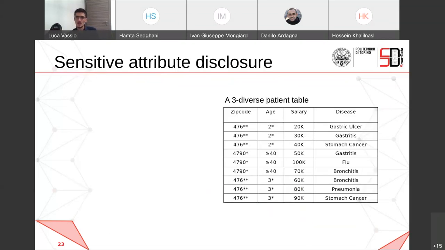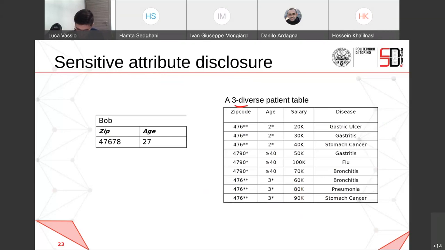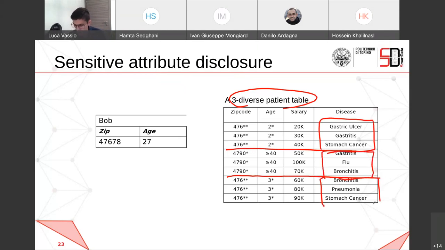And finally, we can also do another attack. So let's take this 3-diverse table. So this is 3-anonymous and 3-diverse, because we have these three groups, and in each of these three groups we have three diverse sensitive attributes. And let's suppose that Bob has this zip code and this age. And so we can basically say that he's one of these. Well, we cannot say anything, but we can conclude something from the semantics of the sensitive attribute.